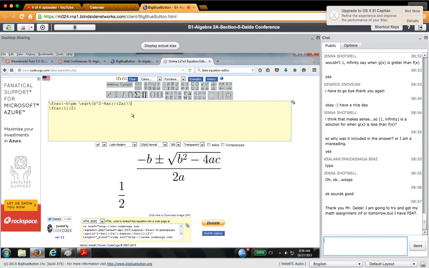There's a lot to learn with LaTeX, but once you learn it, it's a program that's been used since like the 70s, and I learned it back in 2000, and I've been using it ever since. Anyway, yeah.